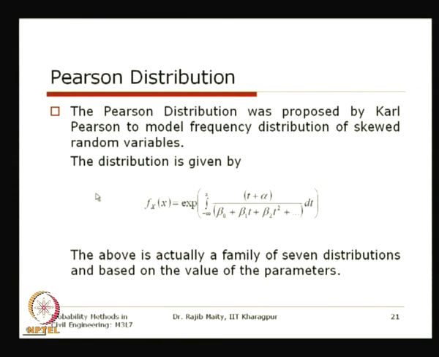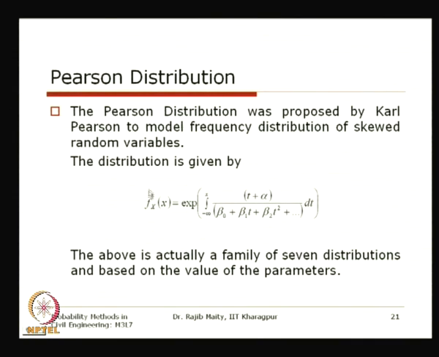Next, a class of distributions known as the Pearson distribution. The Pearson distribution was proposed by Karl Pearson to model the frequency distribution of skewed random variables. The general form of this distribution is given by this expression, f(x) equals exponential of the integral from minus infinity to x of (t plus alpha) over (beta naught plus beta 1 t plus beta 2 t square plus ...), which is an infinite series.